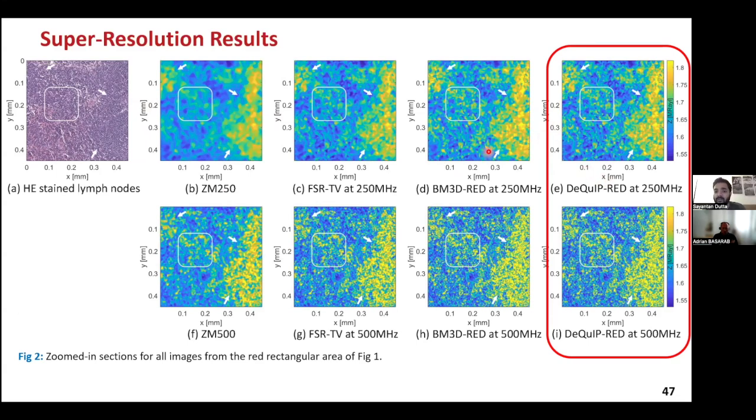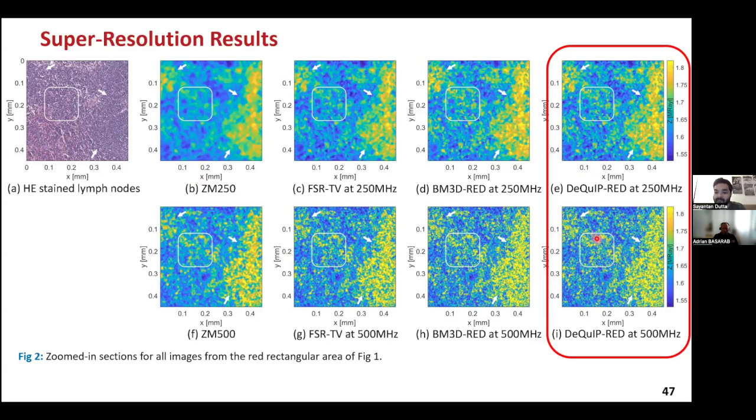The BM3D is also good, but in the next section we compare some quantitative metrics, and you will see that our method is much more efficient. And so it is also true for the 500 megahertz data, where you can see this 500 megahertz acoustic impedance. So there is some information much better than the 250 megahertz.